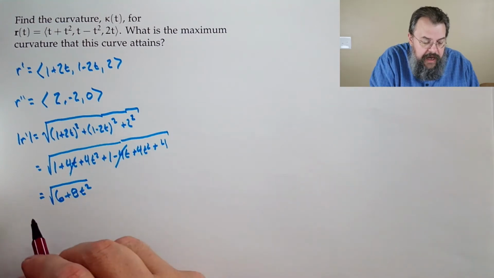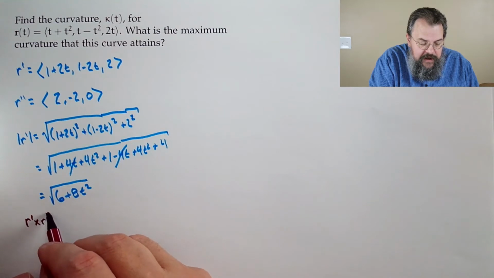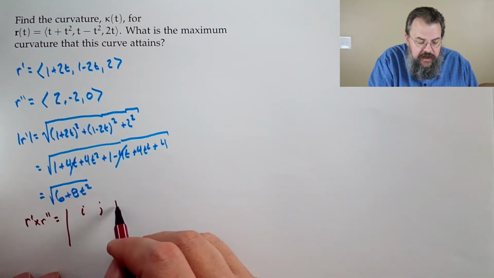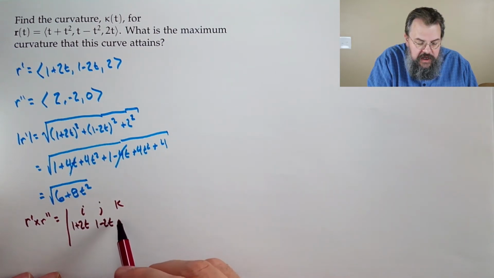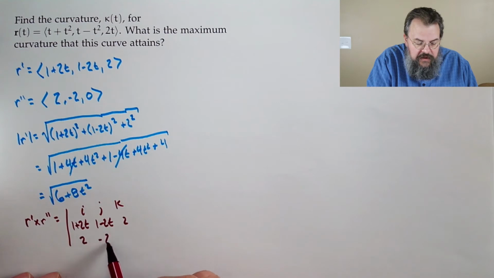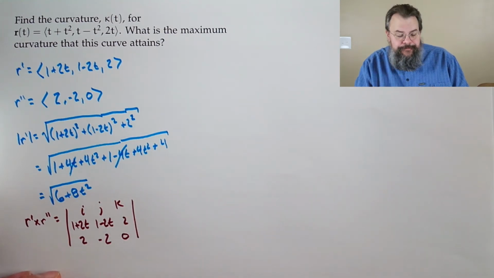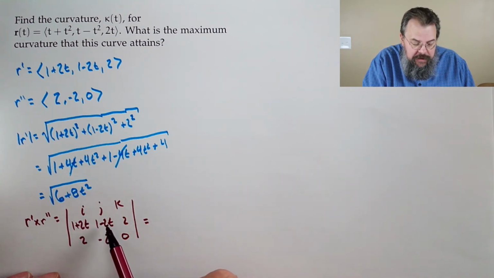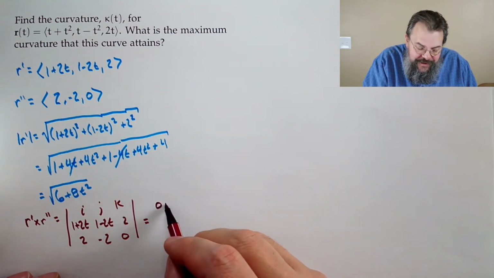So we're going to look at the magnitude. Well, before we look at the magnitude, let's actually find the cross product. So r prime cross r double prime, i, j, k, 1 plus 2t, 1 minus 2t, 2, 2, minus 2, 0. The more zeros you have, the better. Okay, so we get i, 1 minus 2t, 0. Nothing. See, that's why I said zeros are great.